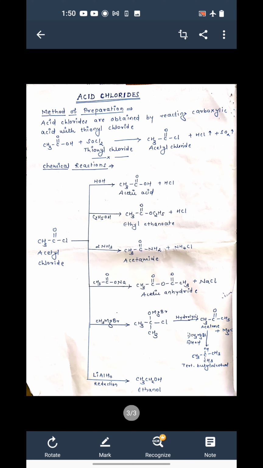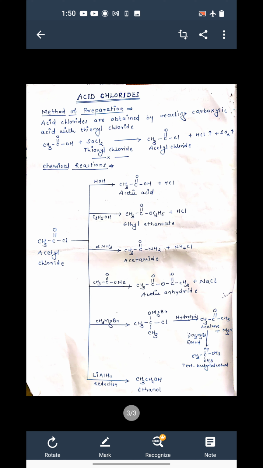You know that in reactions of acetic acid, when we react that acetic acid with either PCl5 or SOCl2, the OH portion of COOH gets replaced by Cl, and we get acetyl chloride as the final product. HCl gets removed as a byproduct, and SO2 gets evolved there.